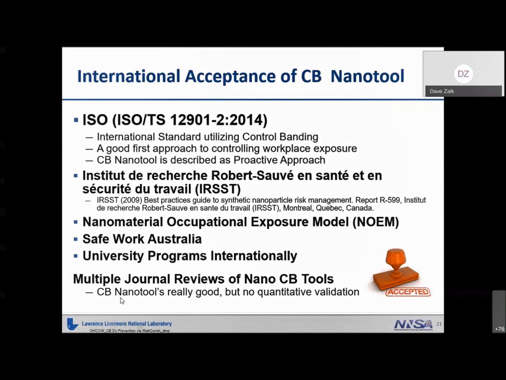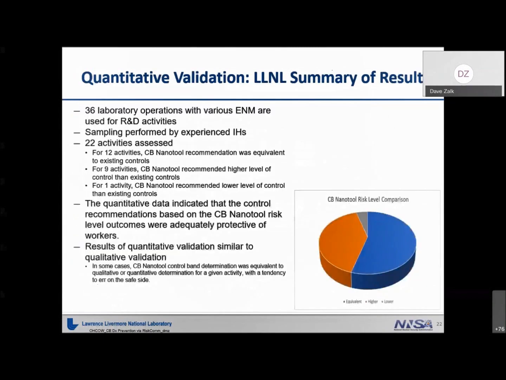And so therefore, there have been multiple journal reviews of all these different tools, and they all kind of say control banding tool, it's really good, but without a quantitative validation, we really can't recommend it. So that's what we did. We took our information from 36 laboratory operations, and we already did some qualitative evaluations, and we added to it 22 quantitative evaluations. And we took that information with the quantitative data, we combined it with everything else in the risk level outcome. And what we found out is the control banding process works really well.